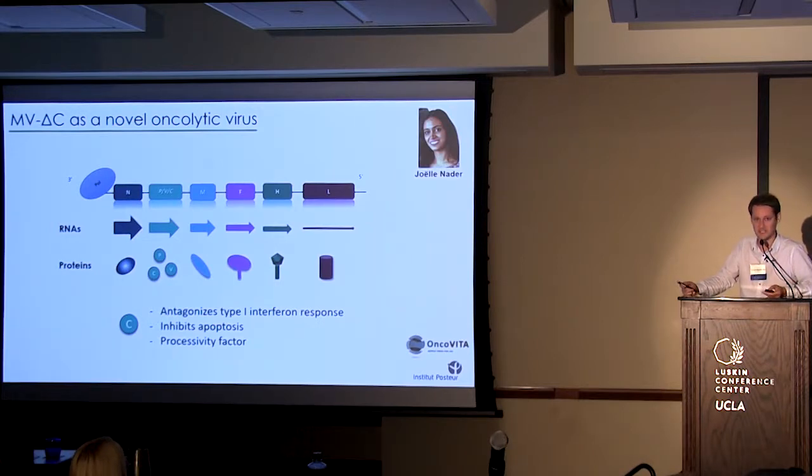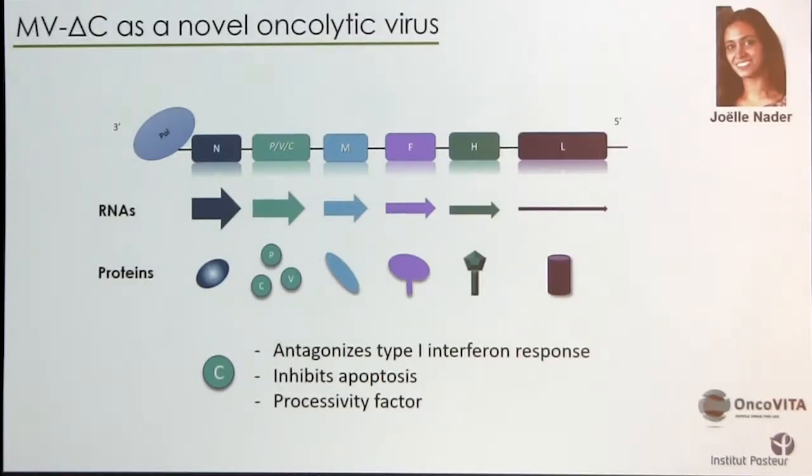And the C protein is really interesting. It has a lot of different functions. Obviously, when you have only 6 genes for a virus, you need your proteins to have a lot of functions. C protein is important in antagonizing the type 1 interferon response, but also in inhibiting apoptosis and acting as a processivity factor, meaning that it helps the polymerase stay on the RNA strand to replicate the whole genome without getting off. So what interested us in this protein is this ability to inhibit apoptosis.